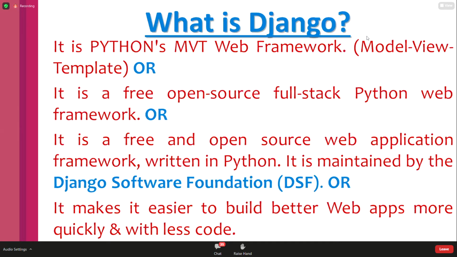It is a free and open source web application framework written in Python. It is maintained by the DSF, Django Software Foundation. But these big words aren't required. Simply, you can use the short word MVT: Model View Template. Model is nothing but the backend database. View is the logical part at the Django level. Template is the UI part, nothing but the front end. So this is about Django.